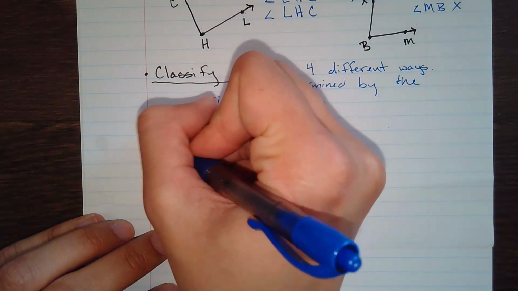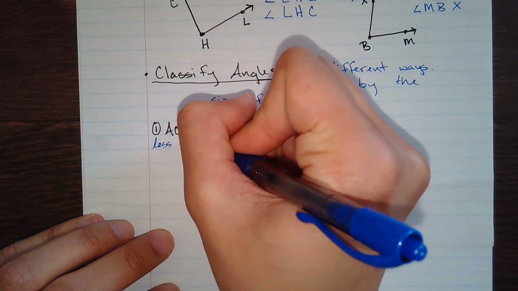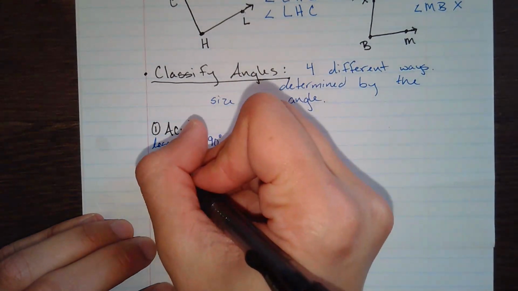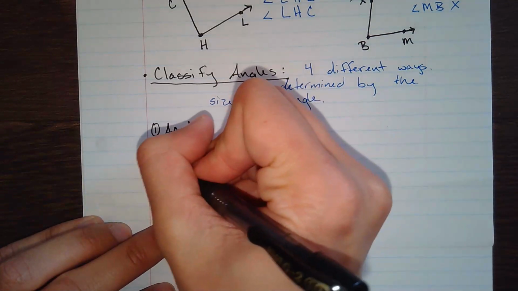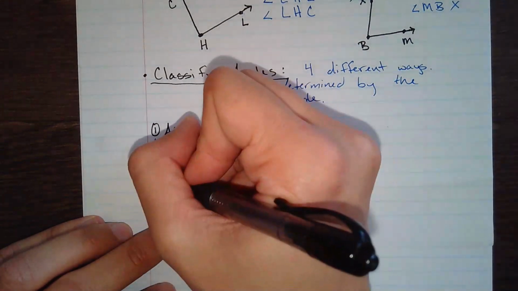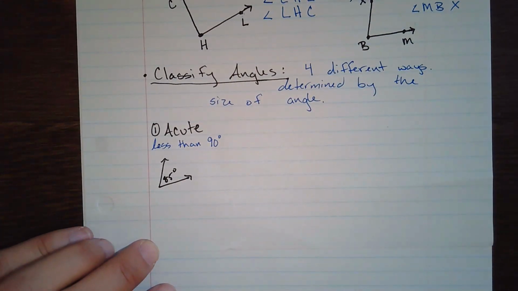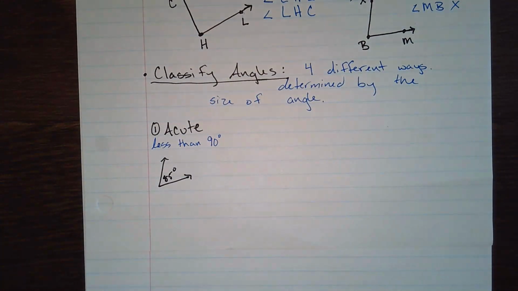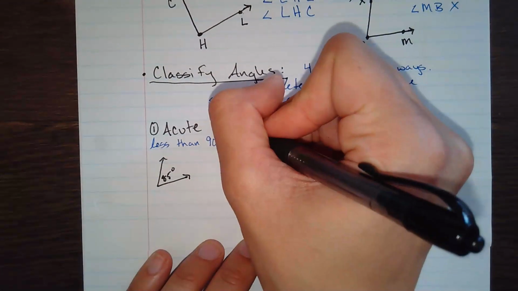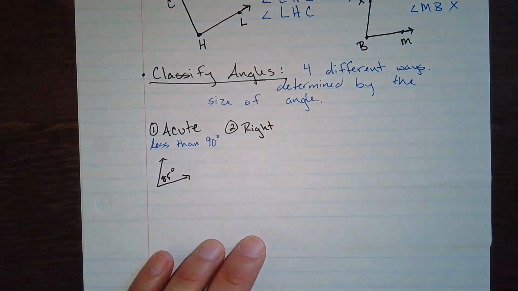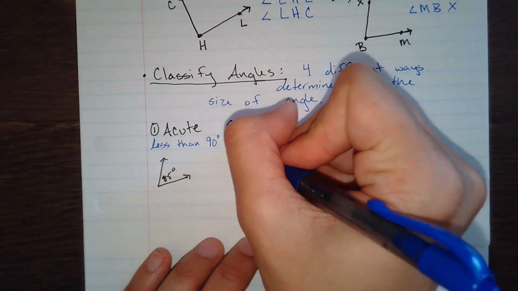Anything that's acute is less than 90 degrees. So when we have any angle, and it'll give us some measurement, let's say it tells us it's 85 degrees. And this little symbol is our degree symbol. That's less than 90, so we would say that this angle is acute. The second way that we can classify an angle is a right angle, which is exactly 90.